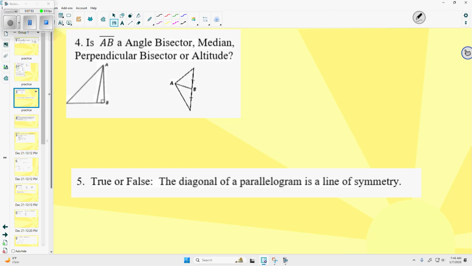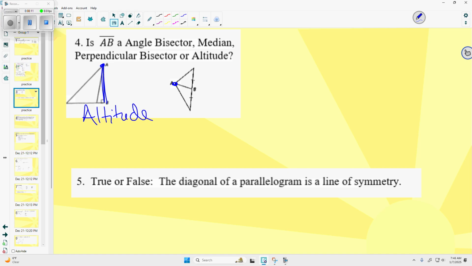All right, so then you've got number 4, where you're naming an angle bisector, a median, a perpendicular bisector, or an altitude. I'm going from a vertex perpendicular to the opposite side. Which one is it? Chapter 5 coming back at you. Altitude, nice.